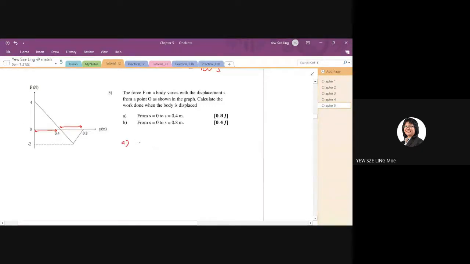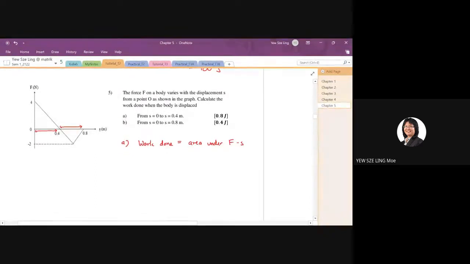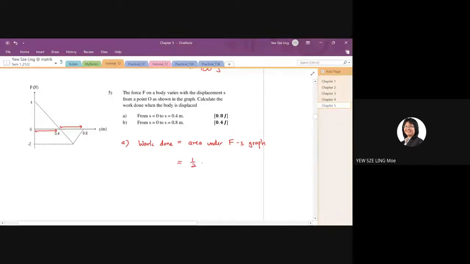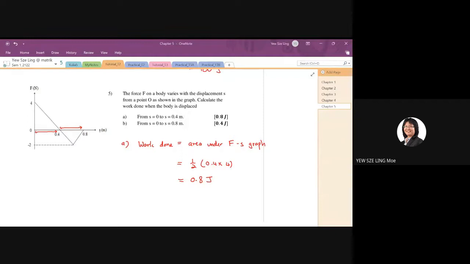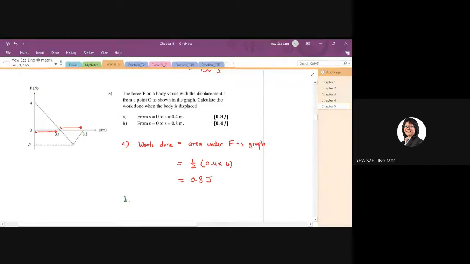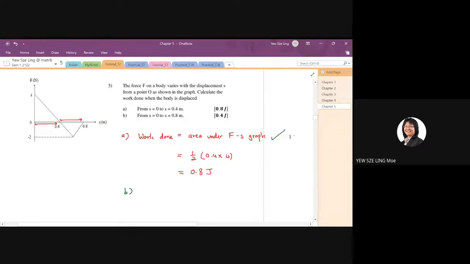First one, again, you need to mention work done is equal to area under the fs graph. Because now you're given the symbol in terms of s, you write it as area under the fs graph. Then it is equal to 1/2 times 0.4 times 4, which gives you 0.8 joule. That is for displacement from 0 until 0.4 meter. Now second question, B. Work done again. Because they're in the same question, you don't have to repeat the statement again, because 1 mark is already given in question A.